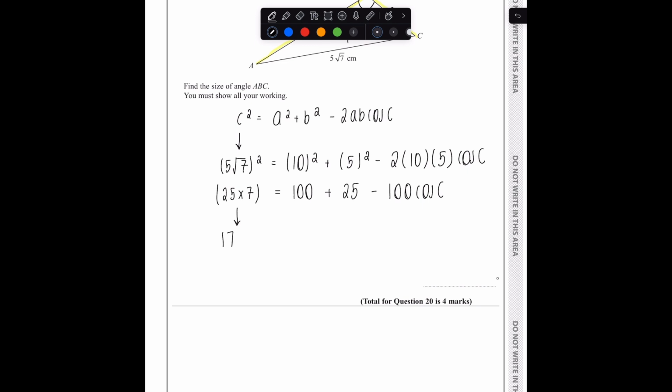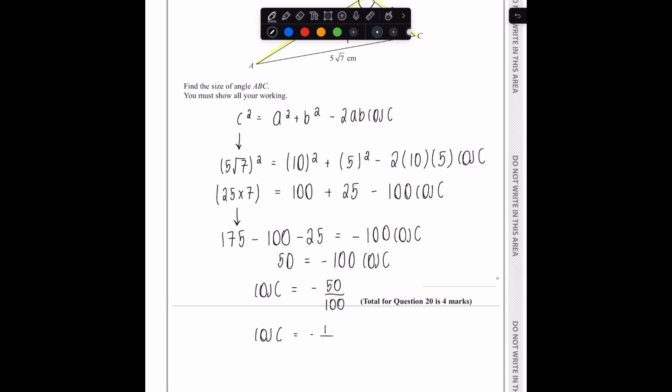25 times 7 is 175. We'll move 100 to the other side. We'll move 25 to the other side. And we're left with negative 100 cos c on the right-hand side. Now 175, take away 100, take away 25, that's 50. And it's now equal to negative 100 cos c. So cos c is equal to negative 50 over 100. In other words, cos c is equal to negative a half.